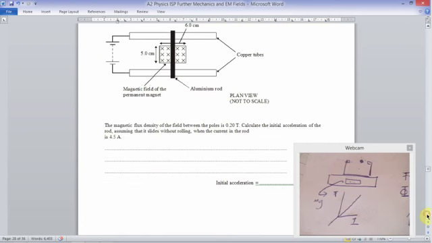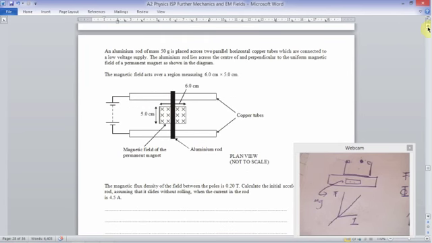Calculate the initial acceleration of the rod, assuming that it slides without rolling. In other words, there's no rolling friction, when the current in the rod is 4.5 amps. So we know the current. We want to figure out the size of the force. We've got A for the area, so that's potentially going to be useful.